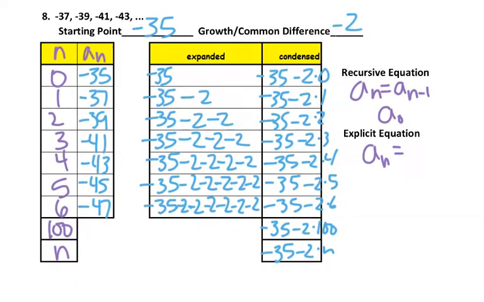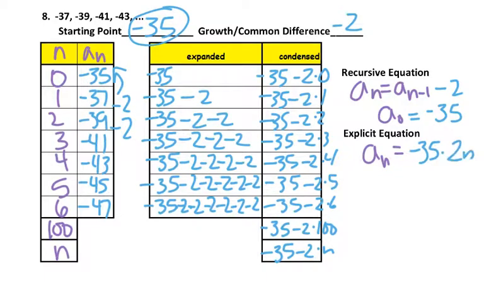Okay, number 8, same idea. We realize that we are subtracting 2 each time. So we start at negative 35, going back. So we start at negative 35, and we subtract 2 each time. There's our recursive equation. When we expand it out and realize that we're just repeatedly minusing 2, we get our explicit equation of negative 35 minus 2n. Okay, so pause it now, and we'll take a look at the last 2.